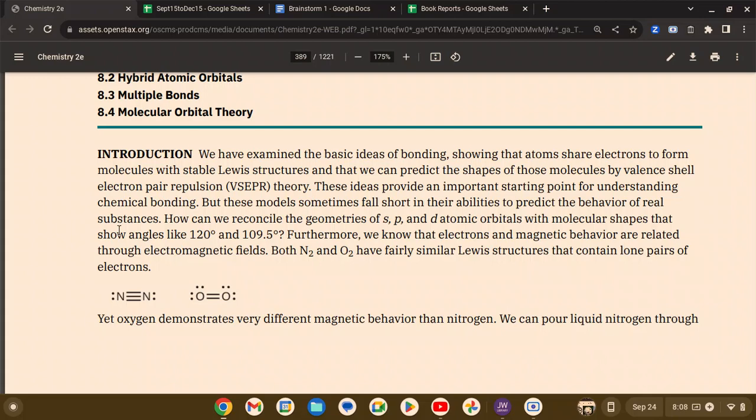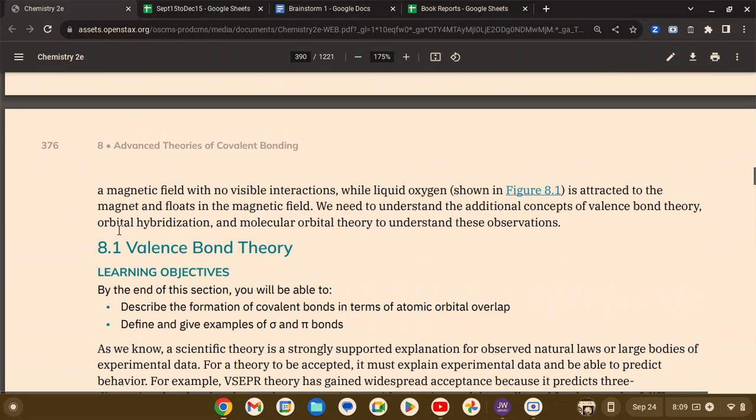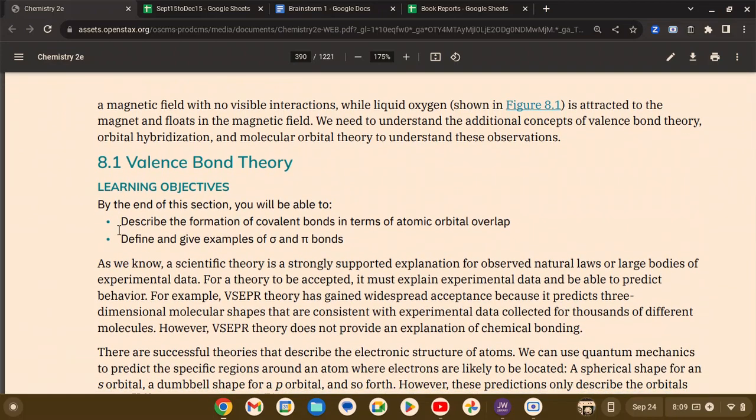How can we reconcile the geometries of s, p, and d atomic orbitals with molecular shapes that show angles like 120 degrees and 109.5 degrees? Furthermore, we know that electrons and magnetic behavior are related through electromagnetic fields. Both nitrogen and oxygen have fairly similar Lewis structures that contain lone pairs of electrons. Yet oxygen demonstrates very different magnetic behavior than nitrogen. We can pour liquid nitrogen through a magnetic field with no visible interactions, while liquid oxygen is attracted to the magnet and floats in the magnetic field. We need to understand the additional concepts of valence bond theory, orbital hybridization, and molecular orbital theory to understand these observations.